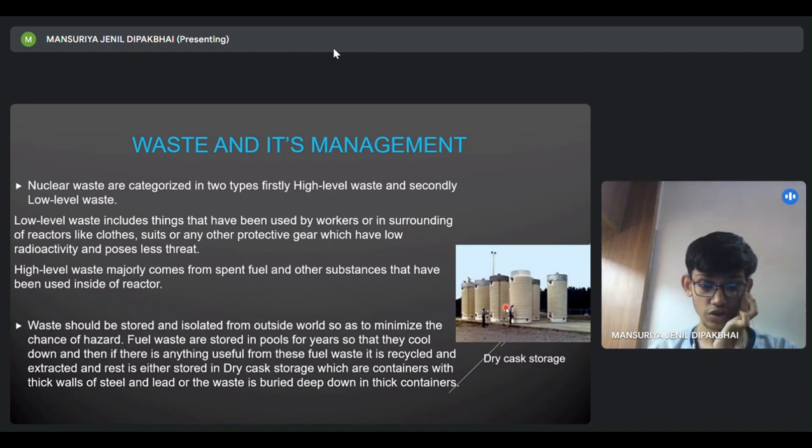Fuel waste is stored in coolant for years so that it can cool down. Then it is packed in thick-walled containers, and there are two methods to dispose of it. One is to store it in dry cask storage with containers of thick iron and lead, and another is to bury it deep down in the earth for thousands of years, because the fuel waste can be radioactive for thousands of years and can pose threats for thousands of years.